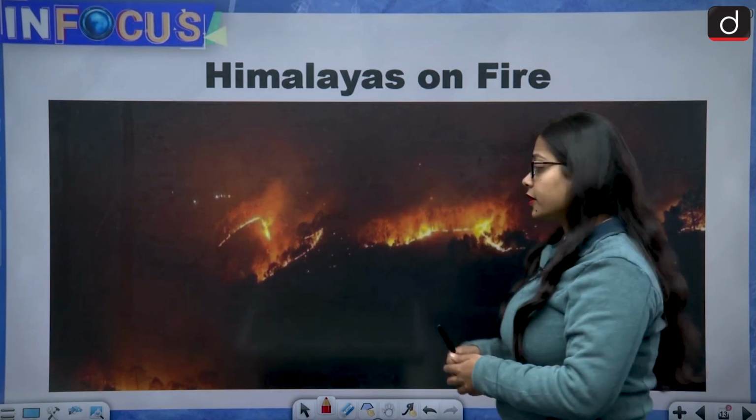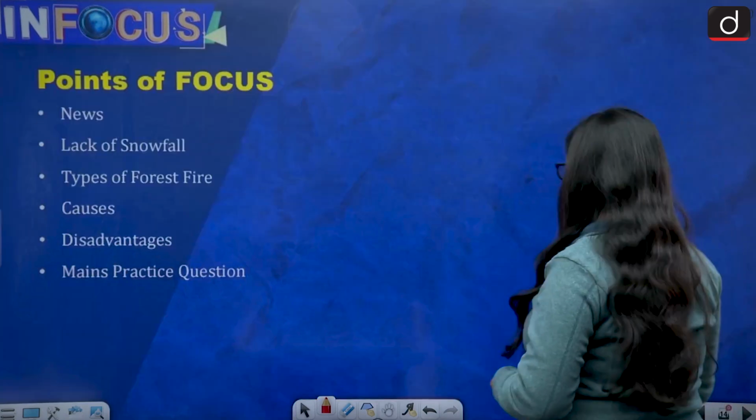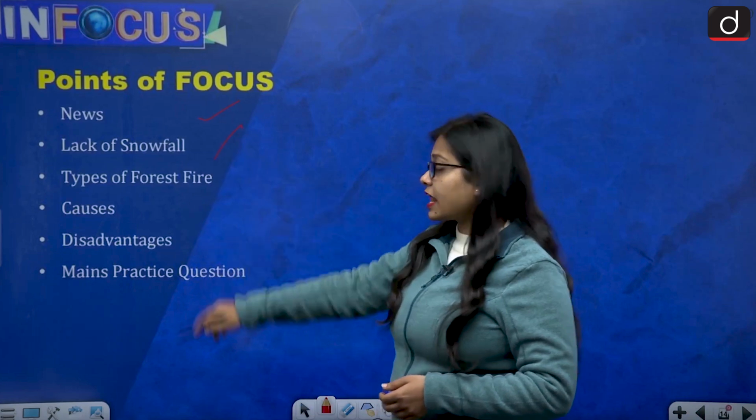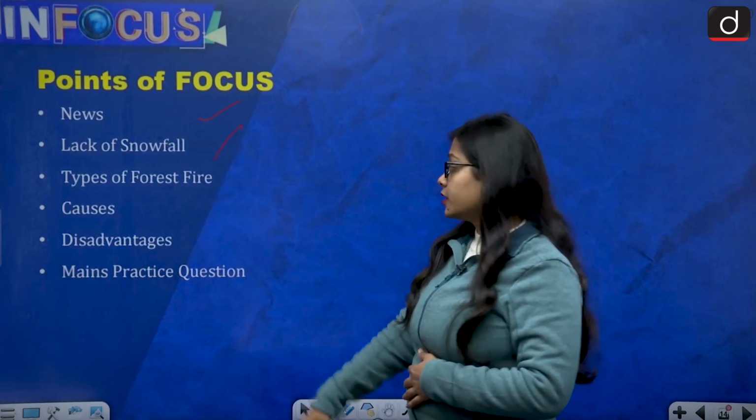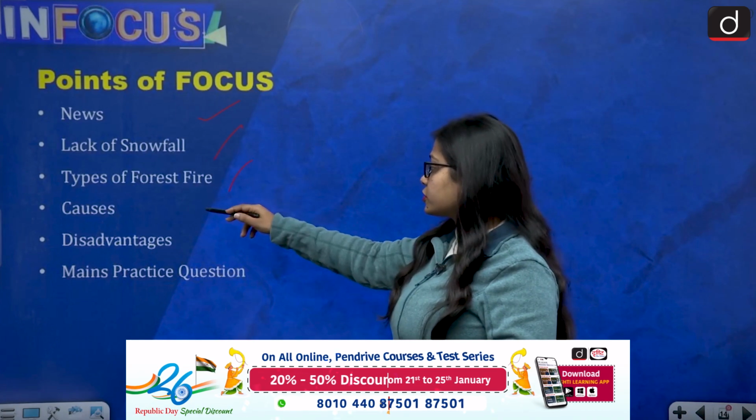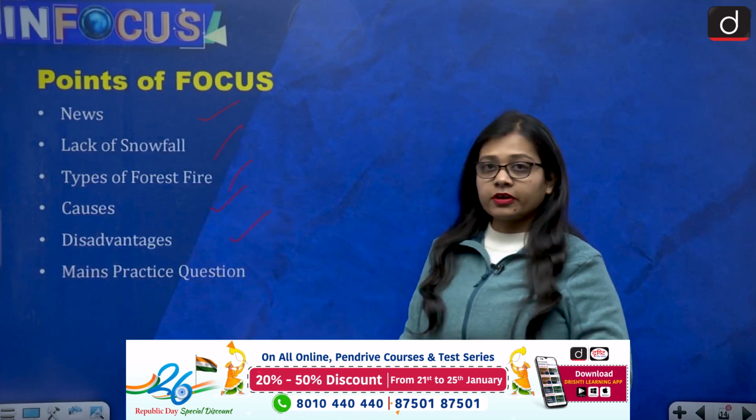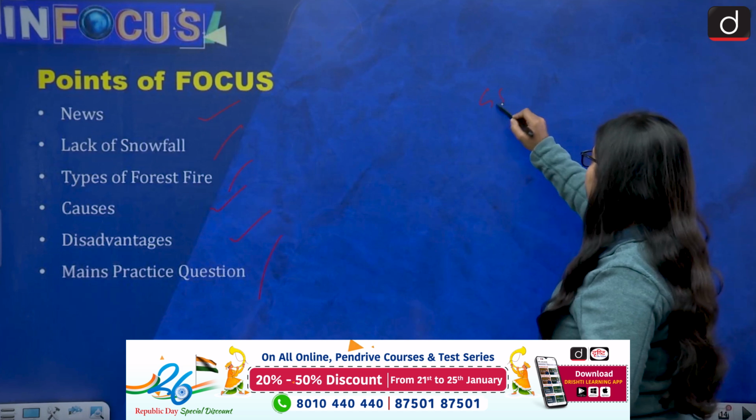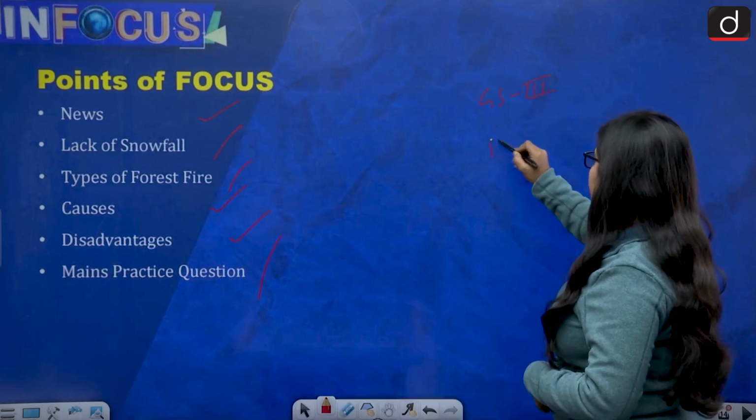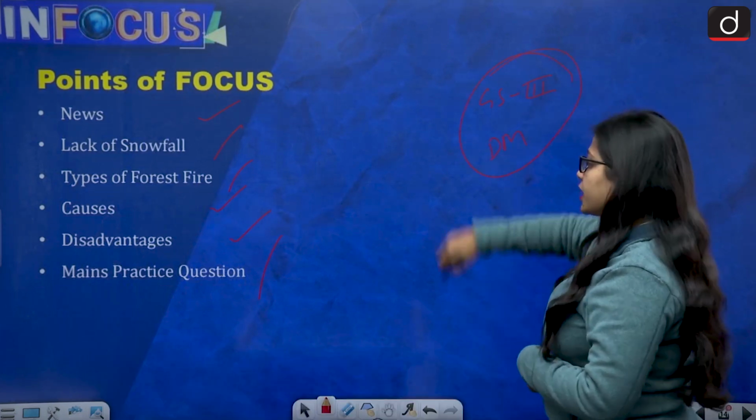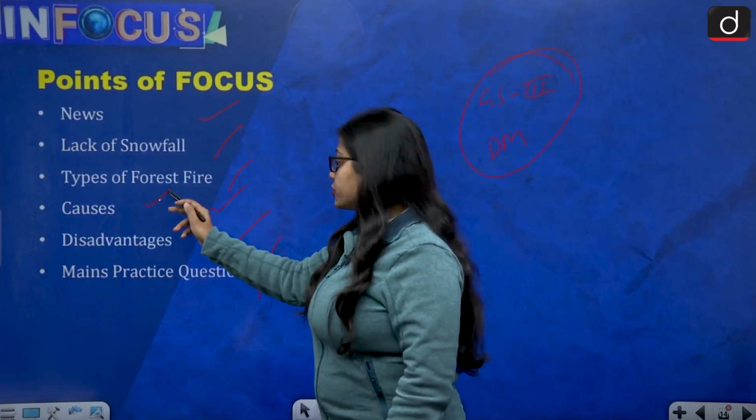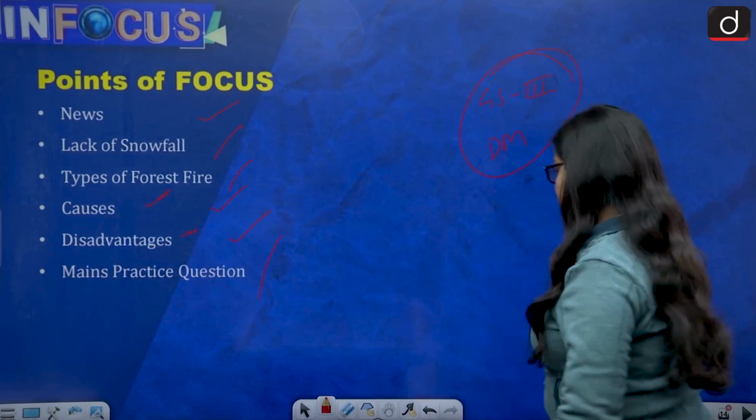In today's video we will be discussing the topic that the Himalayas are on fire. So first of all, about the timeline: first we'll be looking at the news, then the topic of lack of snowfall which is happening nowadays, then the types of forest fire, its causes, the disadvantages, and in the end a practice question. The topic is of relevance from GS Paper 3, disaster management. You should be able to know what a forest fire is, what its causes are, and what the disadvantages are.